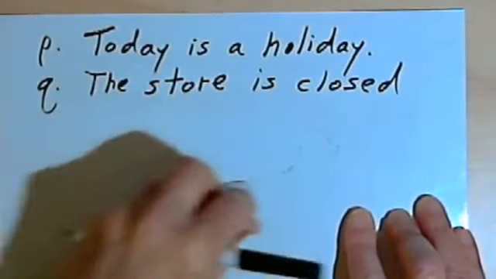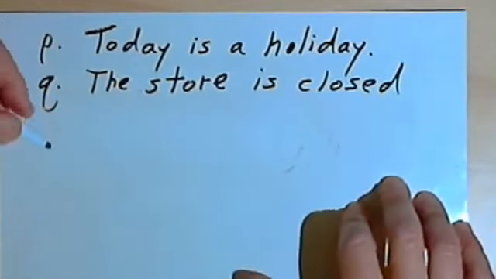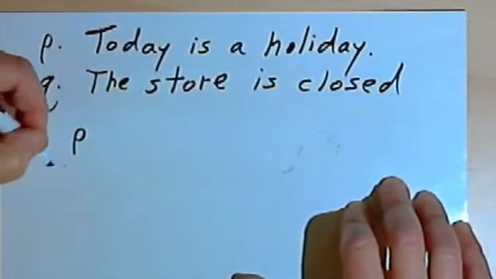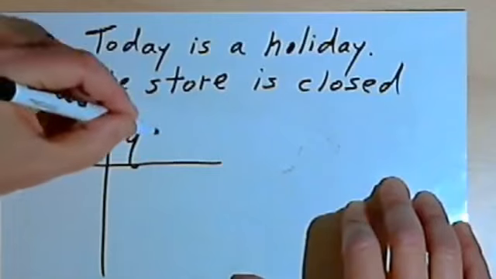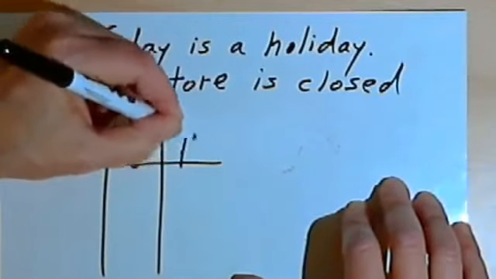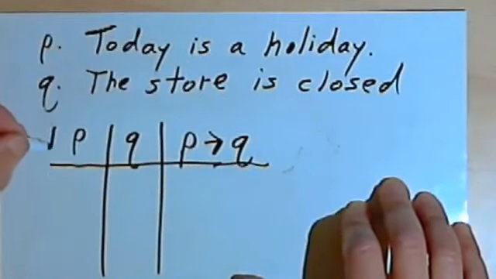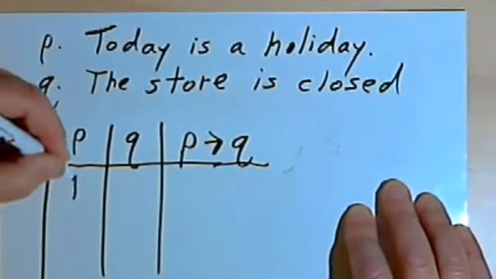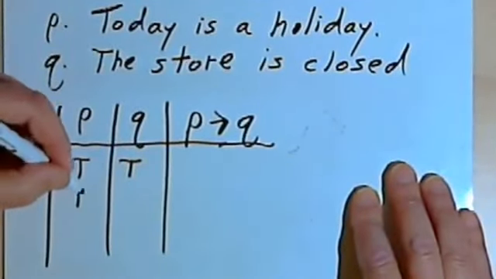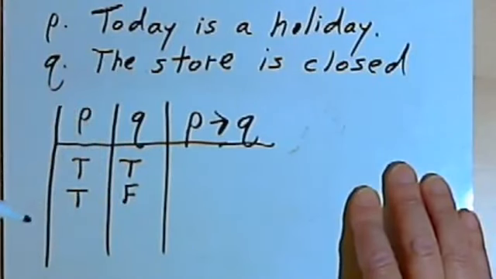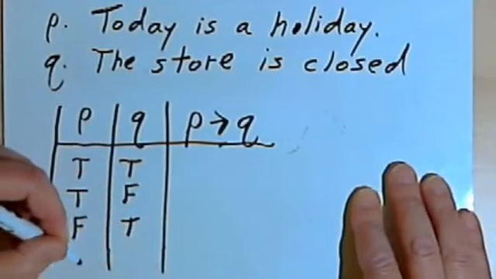Now, let's find out what the truth table for a conditional statement looks like. So to do this, I'm going to need a column for the truth values of P, another column for Q, and a third column for if P, then Q. Let's put in the possible values for P and Q. So P and Q might both be true, or P might be true and Q might be false, or P might be false and Q might be true, or they might both be false.